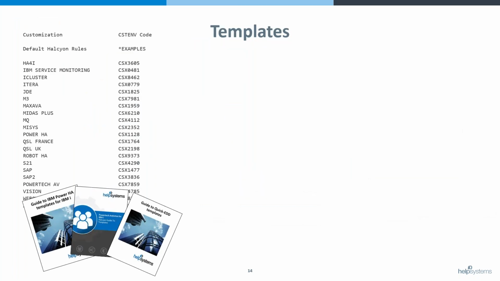So templates, this is a real selling point of the Halcyon software, not only on IBM i, but cross-platform as well. And templates are built into the software. So they're shipped with it and they're built into the code. And what you have to do is simply run a command with a code.